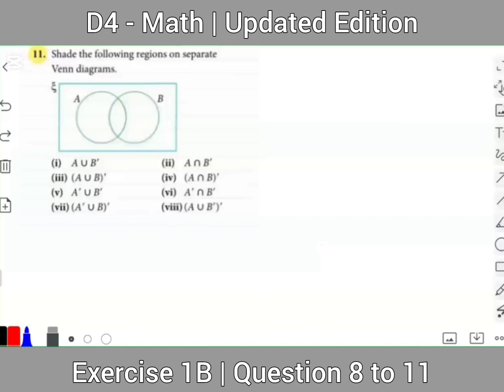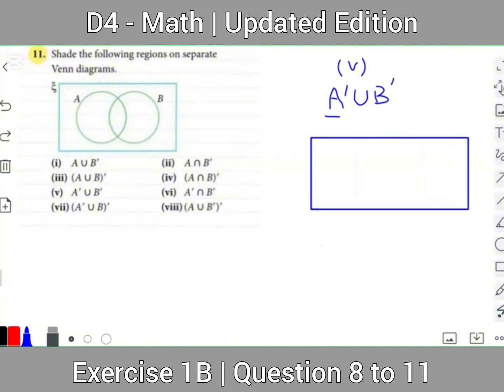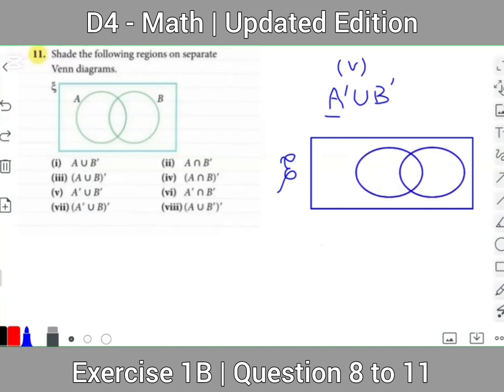Now in part 5, we have to find out the shaded region for A complement union B complement. So first we will find out the region for the A complement. For this, we will draw a rectangle that represents the universal set eta, and inside it, we will draw two overlapping circles for the sets A and B respectively. Now we have to find out the region for the A complement.